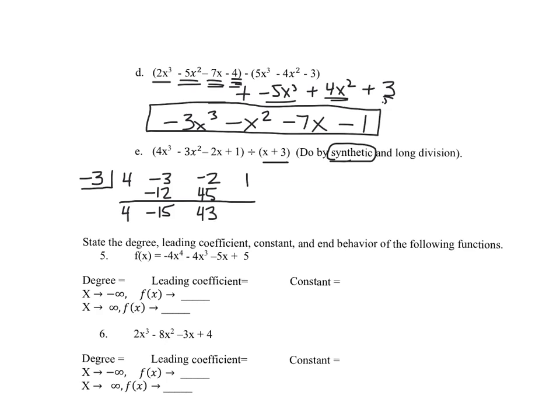Then multiply again, which is a negative 129. And then add, which would be a negative 128. That is your remainder. The 43 is your constant. The negative 15 would be your x term, and your 4 would be your x squared term. So that would be the answer by division. The negative 128 we would put over the divisor, which is x plus 3.